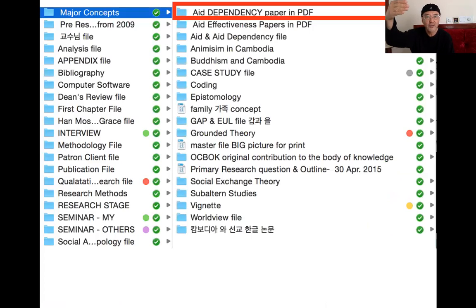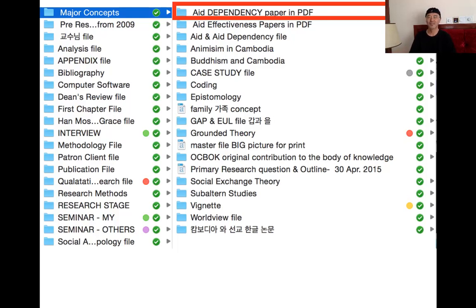out of the major concept, I have aid dependency paper, aid effectiveness paper, aid and aid dependency, animism, Buddhism, case study, coding, epistemology, grounded theory. You see all these categories now. It's very important that you have those categories, because all these things eventually become a chapter or part of a chapter of your master thesis. Okay, and so when you have all these categories in place, then it's easier later to go at it.